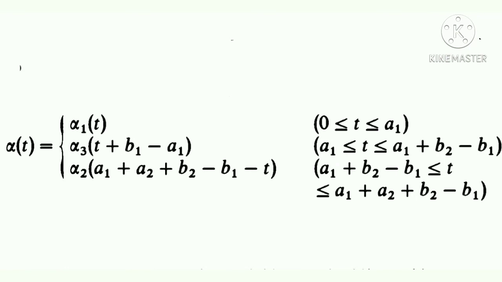Now define the function alpha by alpha of t is equal to alpha 1 of t for 0 less than or equal to t less than or equal to A1, and alpha of t is equal to alpha 3 of t plus B1 minus A1 for A1 less than or equal to t less than or equal to A1 plus B2 minus B1, and it is equal to alpha 2 of A1 plus A2 plus B2 minus B1 minus t for A1 plus B2 minus B1 less than or equal to t less than or equal to A1 plus A2 plus B2 minus B1.